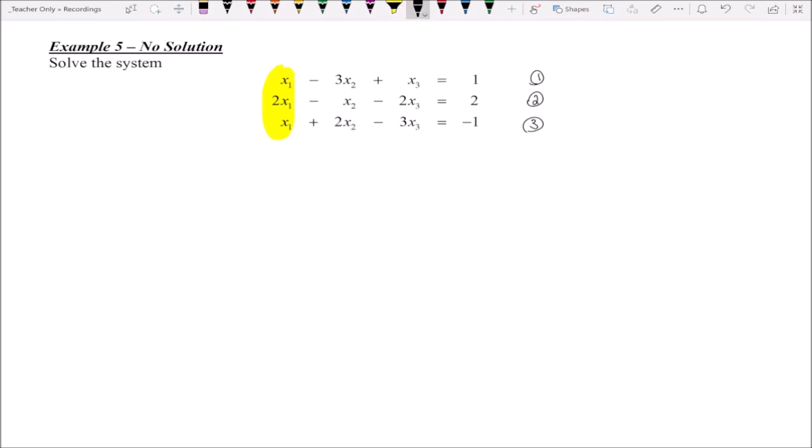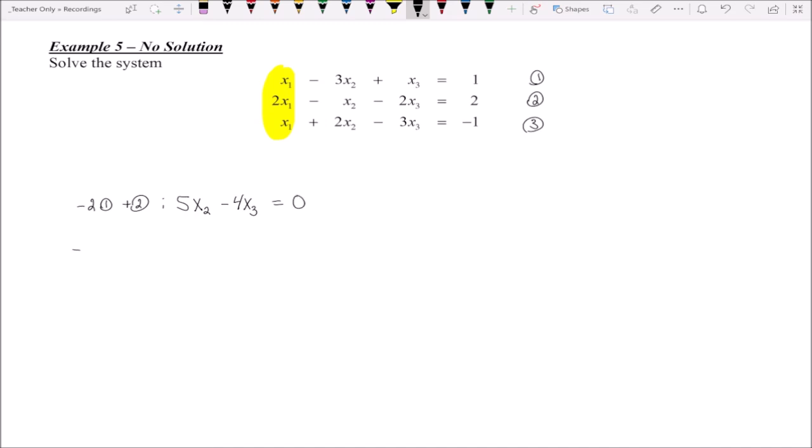To do this, we can add negative 2 times equation 1 to equation 2. This will result in 6x2 minus x2, which is 5x2. Then we get negative 2x3 minus 2x3, which is negative 4x3, is equal to negative 2 plus 2, which is 0.